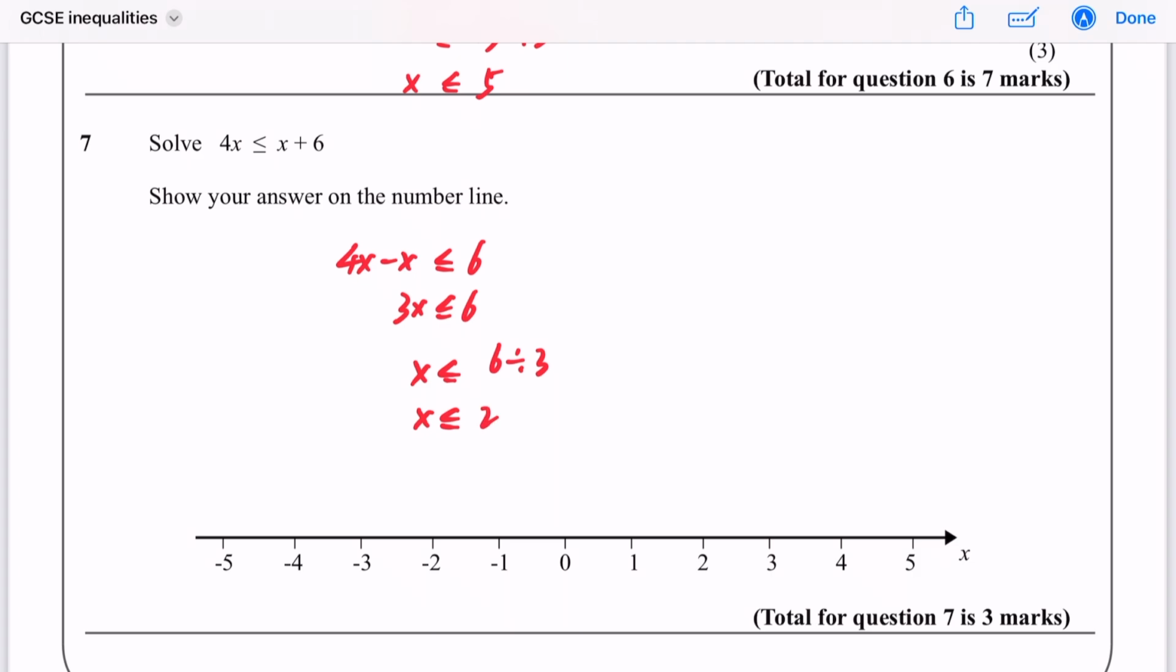Identify where is the 2. We can't really draw a hollow circle because in this case it's less or equal to 2. And it's going to be pointing in that direction. That's the answer for the question. And let's move on to the next one.